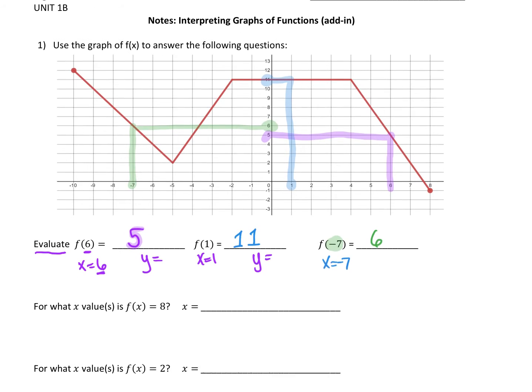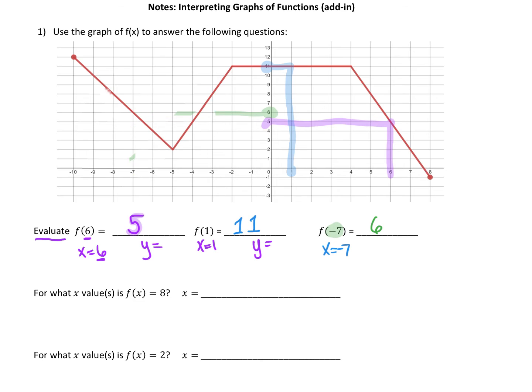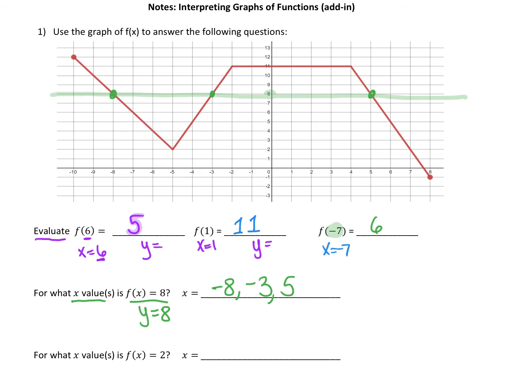Now let's do this backwards. So I'm going to erase. Now, when they tell me what are the x values when f of x is 8, what they're telling me is when y is 8, what is x? So I'm going to go to where y is 8, which is right here, and then I'm going to follow this horizontal line. And so I want to see all the values when y is 8, x is these 3 values. So x is -8, x is -3, and x is 5.